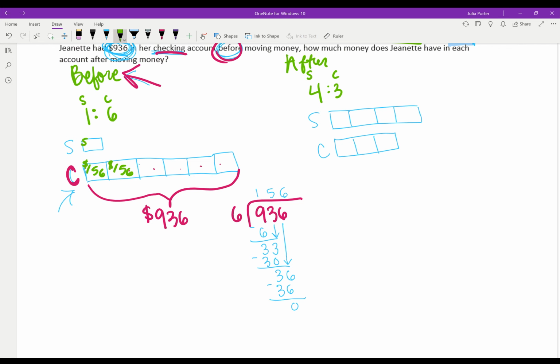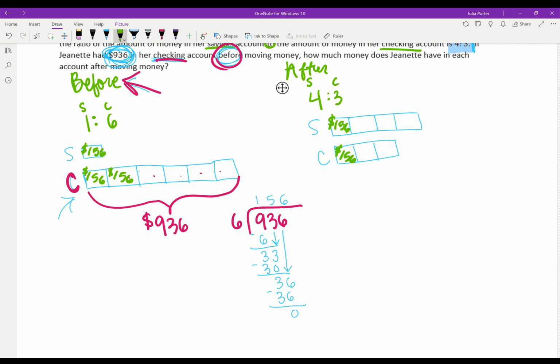I'm not going to write it in all of these, but we know with tape diagrams, if one box is 156, that means that all the boxes all across are 156. So let's go up and ask what is being asked of us. It says, how much money does Jeanette have in each of her accounts after moving the money? So it's asking for afterwards, what is the amount for here and here?